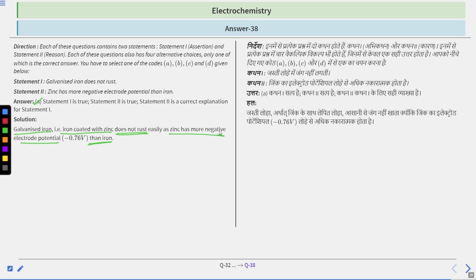Zinc has more negative electrode potential, that is 0.76. So it can't be oxidized to the rust. And that's why galvanization, or galvanized iron, does not rust. And why? Because zinc has more negative electrode potential than iron. So option A, that is Statement 1 is true, Statement 2 is true, and Statement 2 is the correct explanation for Statement 1, is the correct answer for this question. Okay, thank you.